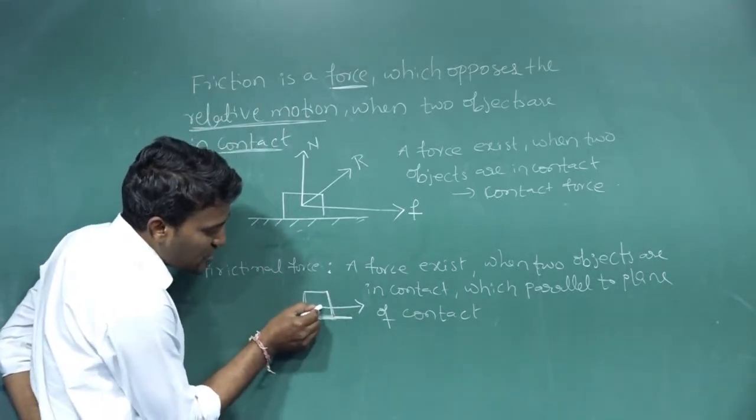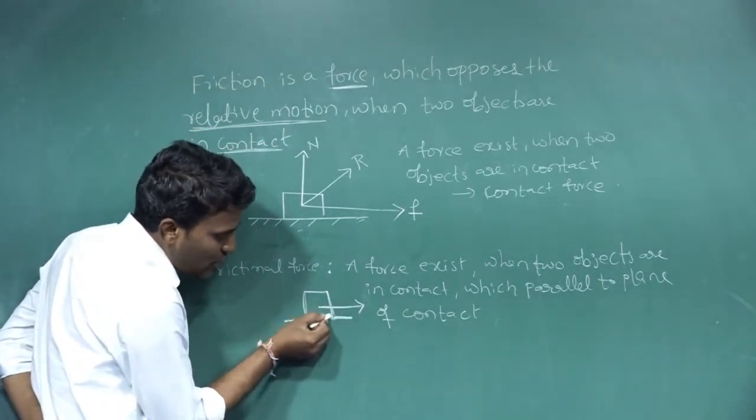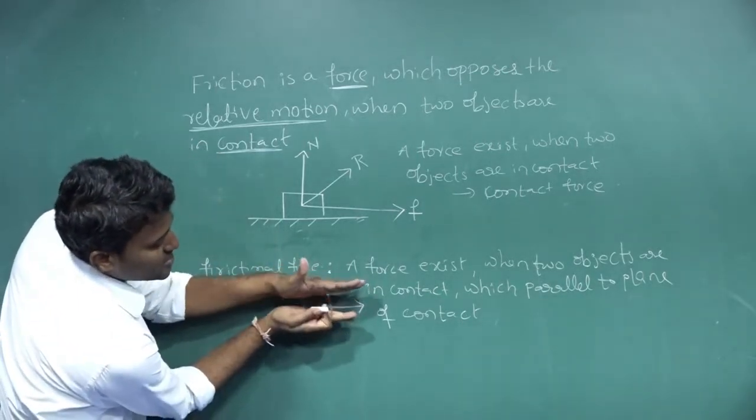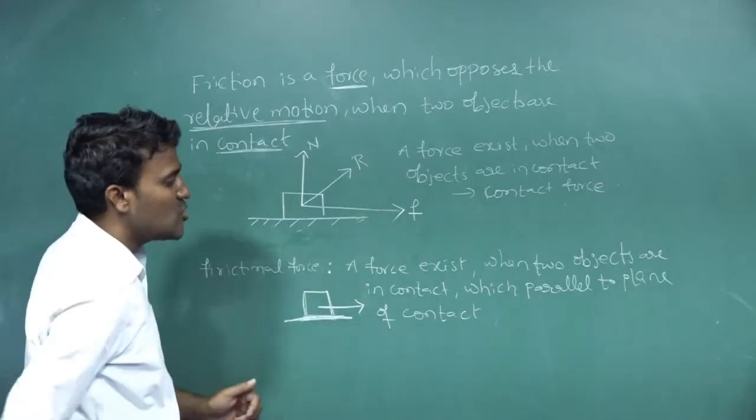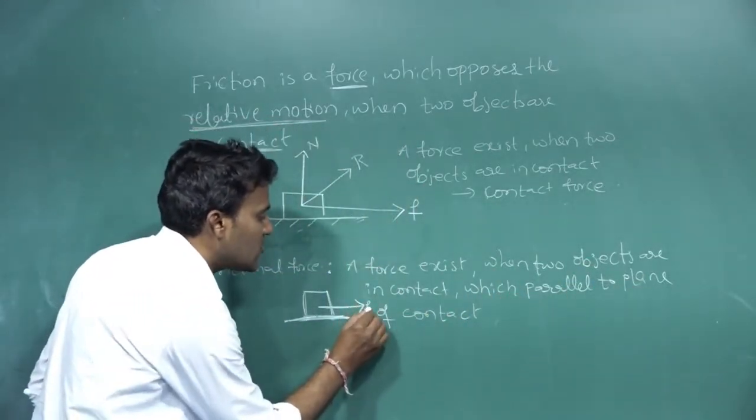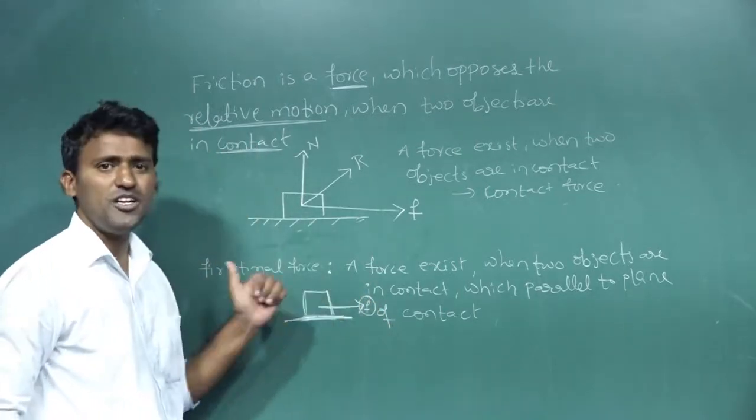Now this force is parallel to this plane of contact. See here, the plane of contact is like this, this force is like this. Now these two are parallel. So the force which is parallel to the plane of contact, we can call the frictional force. This is the frictional force.